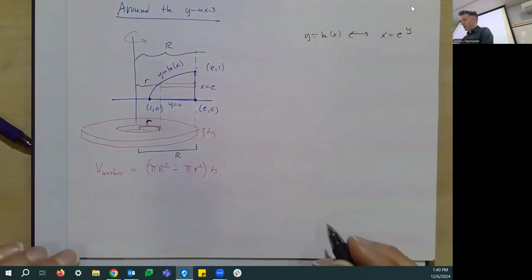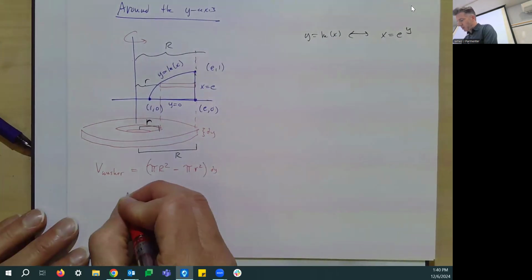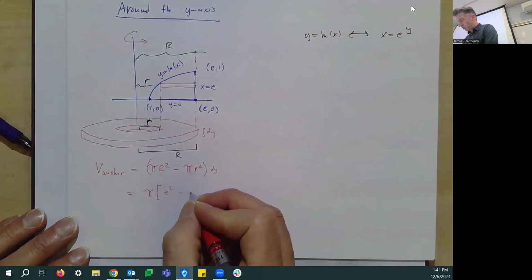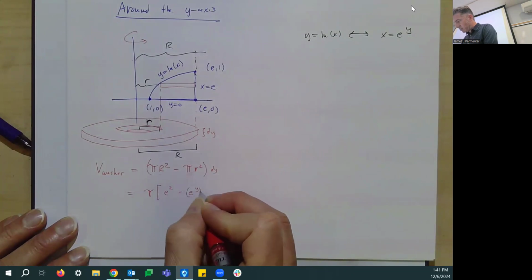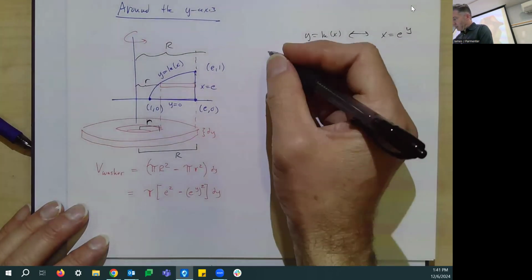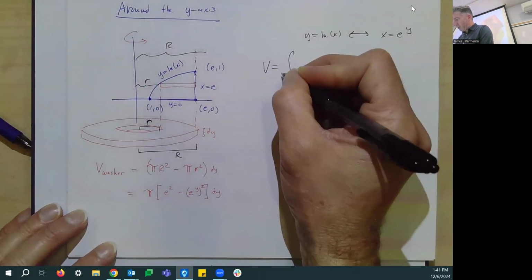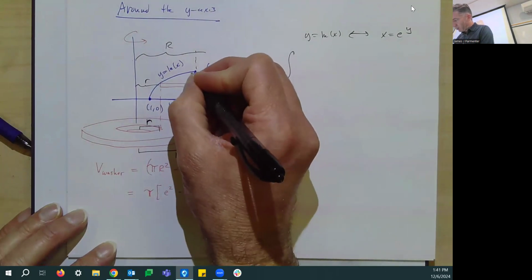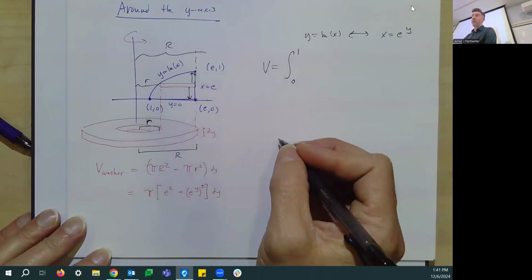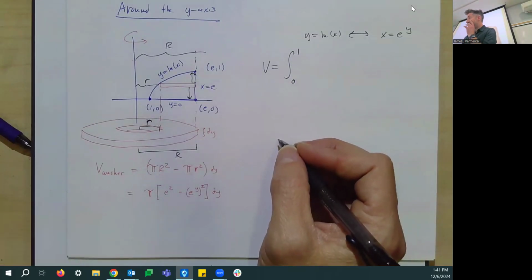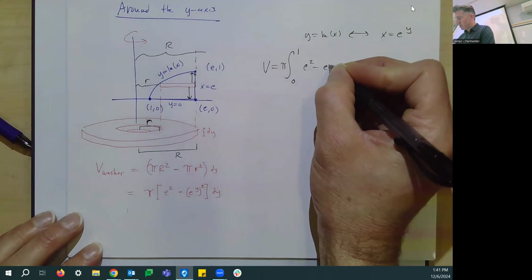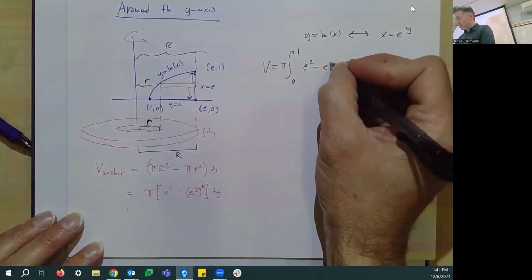So great. The volume of our washer here is going to be, let's factor out the pi, the big radius squared, which is just e squared, minus the little radius squared, which is just e to the y squared. Great. So then the total volume is going to equal the integral from how low my strips go to how high my strips go, which is as low as 0, as high as 1, right? The y value of that point, not the x value of that point. And then we put the pi on the outside, and we've got e squared minus e to the y squared, which is e to the 2y.